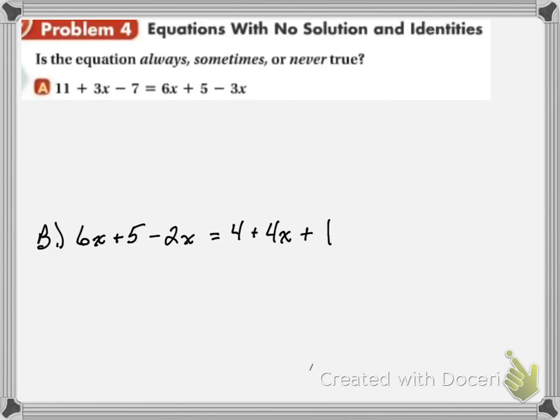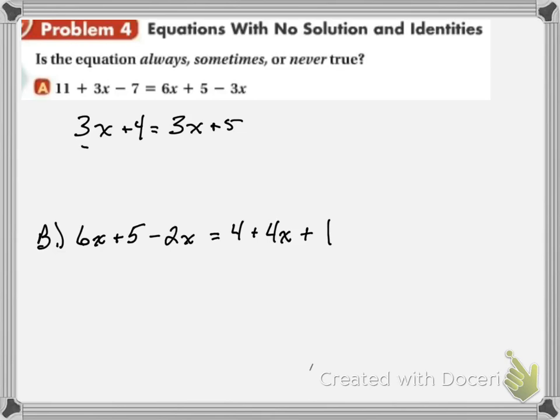We kind of come into thinking about whether the equation is always, sometimes, or never true. And what usually occurs is that your variable disappears. How do I know the variable disappears? Well, you look at it. So let's try to solve here. Combine like terms on the same side. So you get 3x plus 4 equals 6x minus 3x is 3x plus 5.